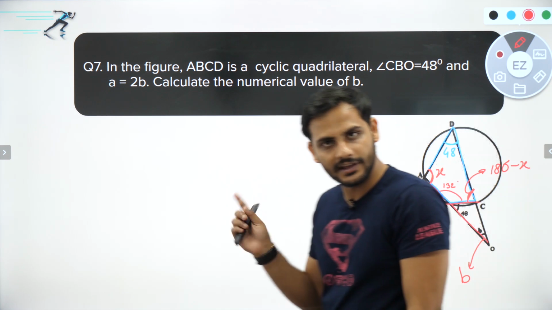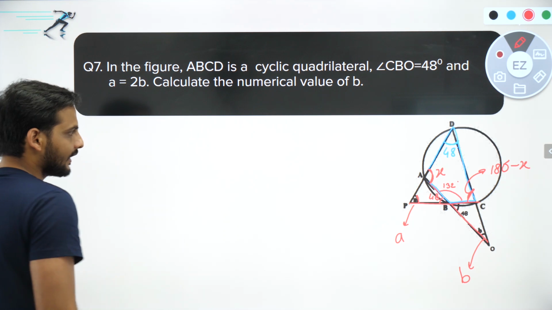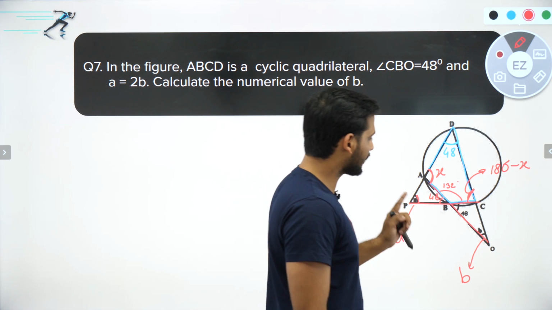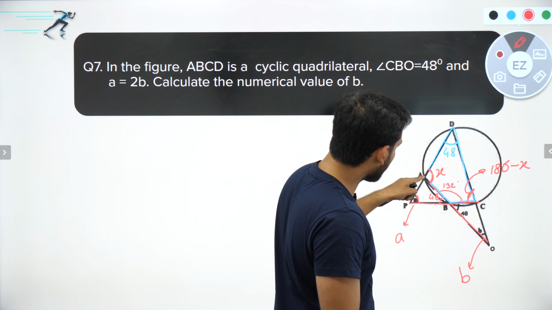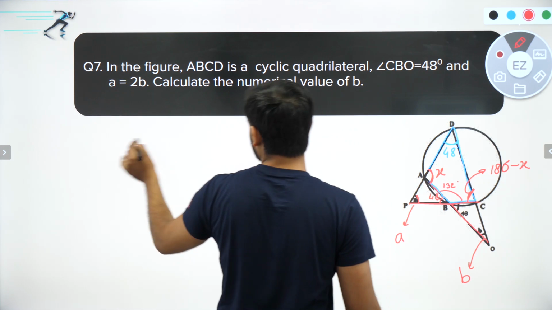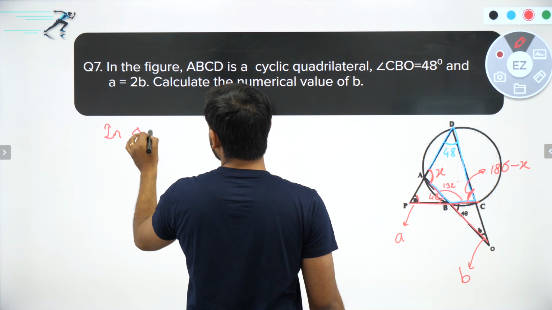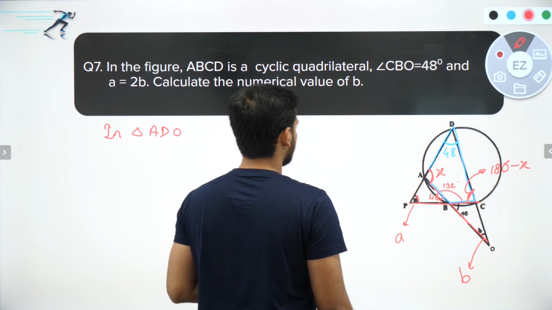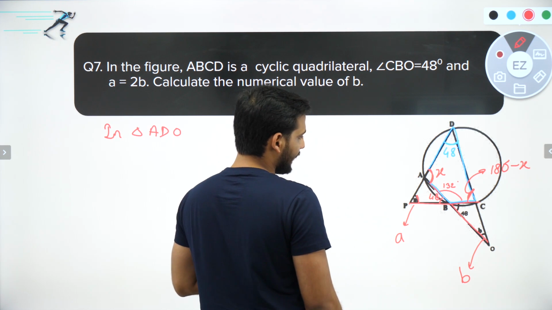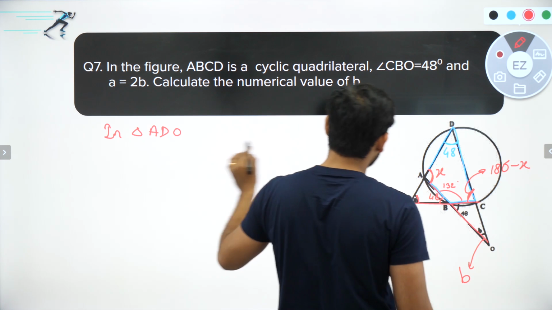Right? Because A and C are opposite angles of the cyclic quadrilateral. Now let us talk about the triangle ADO. In triangle ADO, what do you have, bachcho? You have 48.